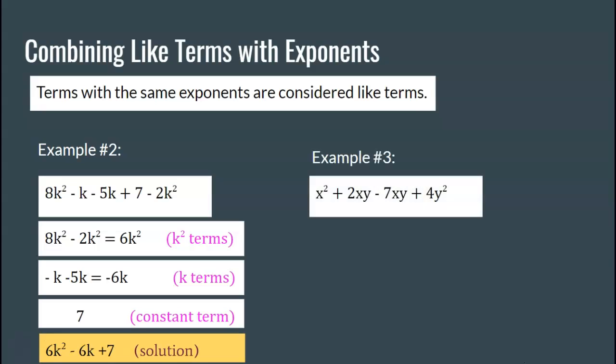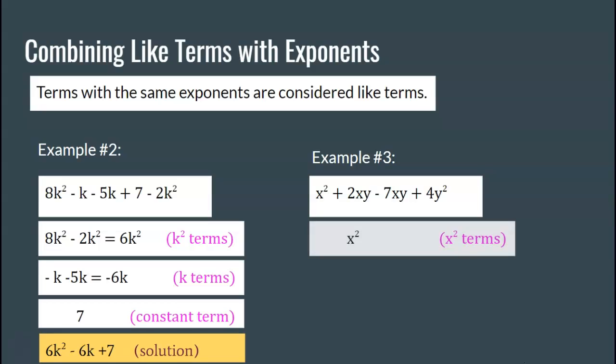One more example. In this one, we have x squared and another variable type of term with 2xy minus 7xy, and then we have another type of variable term with y squared. So we have three different types of variable terms in this one. x squared is our only x squared term. We have one of those, the invisible one.